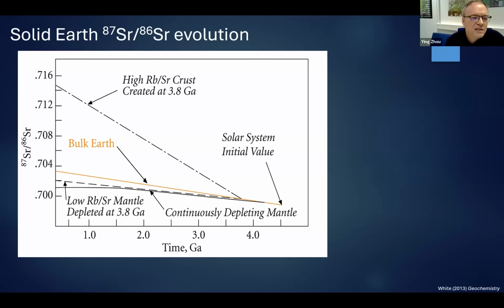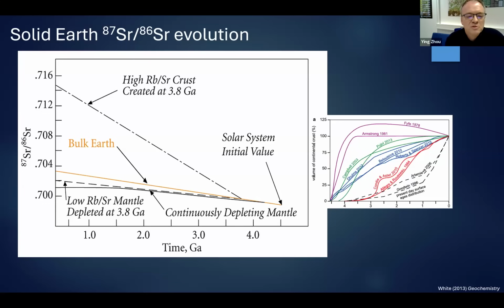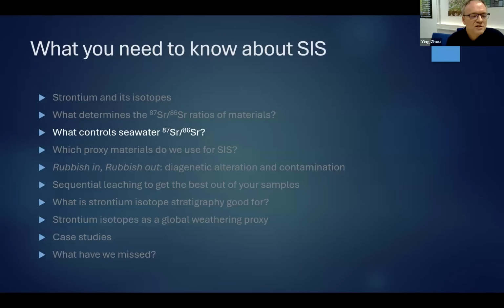And here it's drawn as a straight line. But in actual fact, it could be quite complicated depending on which model of crustal evolution you want to choose. So that could be a little bit more complicated than is shown here. But I guess the basic principle is that the crust and the mantle will diverge increasingly over time. And those are the two main contributors to seawater strontium. So that's why I'm spending a bit of time to talk about that.